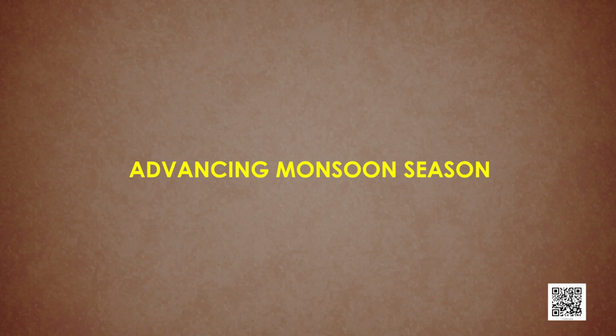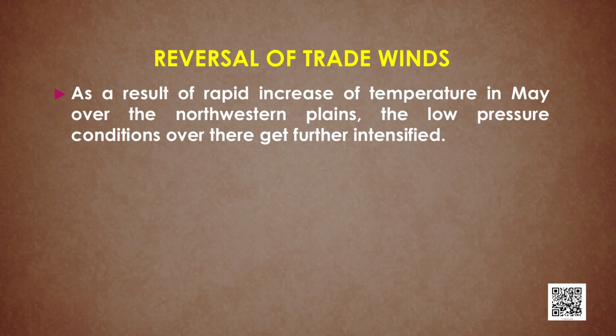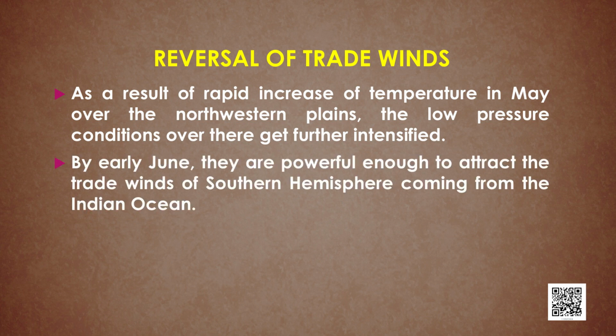Now children, when we are talking about the advancing monsoon season, it is the result of the reversal of trade winds. Now try to understand the third season of India, which is known as the advancing monsoon season, as it advances from south to north and from east to west. As a result of the rapid increase of temperature in May over the northwestern plains, low pressure conditions develop. This low pressure attracts the high pressure winds from the surrounding sea. By early June, they are so powerful that they attract the winds. They take a turn from the southwest, hence they are known as southwest monsoons.